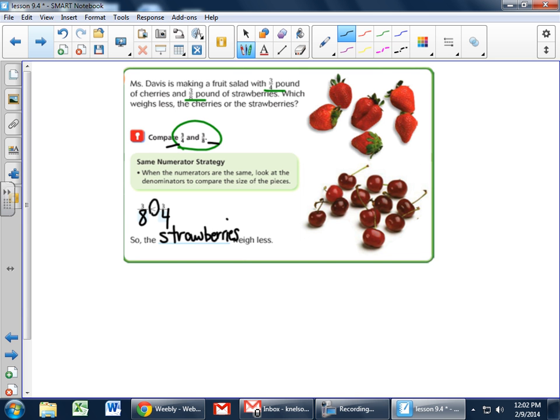Yours should fit since you're not writing with a big smartboard marker. Okay, so our numerators were the same, so we looked at the denominators to compare. They both had 3 on top for the numerators. So we're looking at 8 and 4, and 4 is smaller, so we know that there are fewer pieces, so the fraction is bigger.